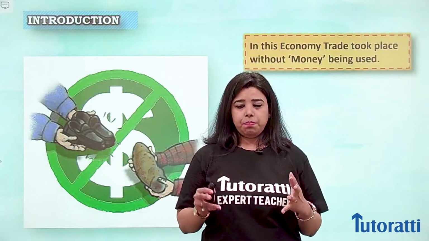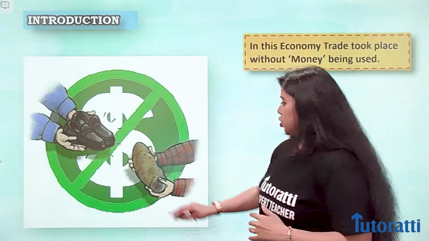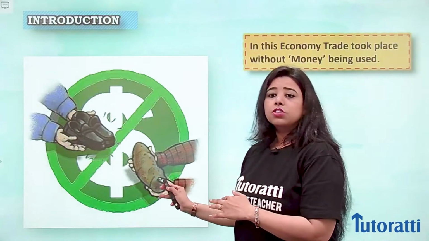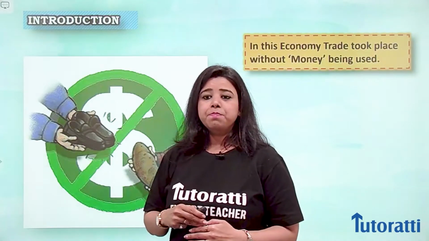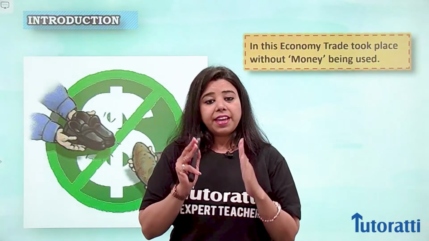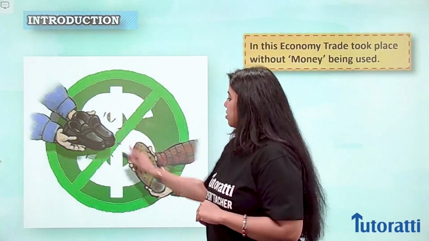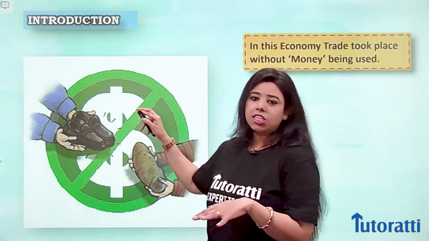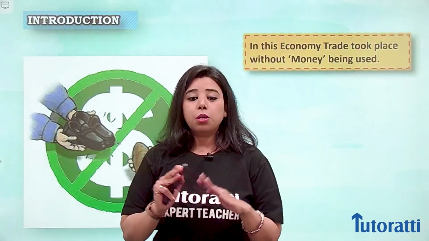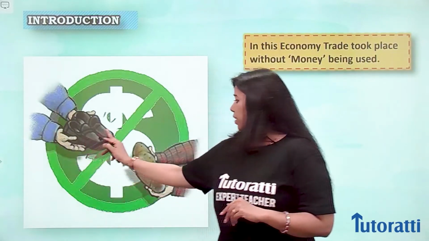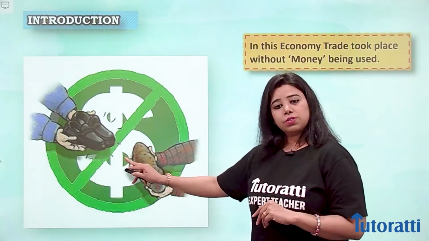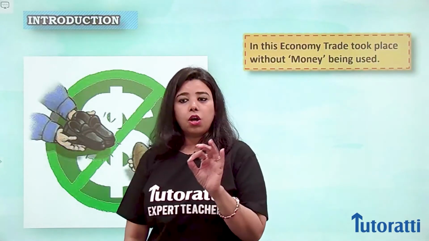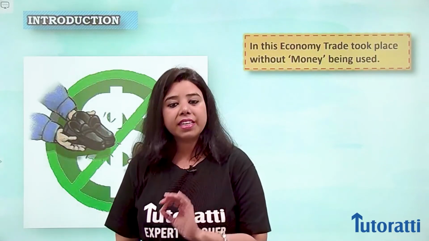Now you see there is a picture that there are shoes, and here you can see there is some commodity that is being traded, right? So in this trade, the trading that is taking place is without money. You can see that there is a dollar sign and a cross is put on it. So this is just a symbolization in your slides that money was not being used. Here he is giving the shoes and the person in exchange of shoes is giving another good. So in this economy, trade took place without money being used.